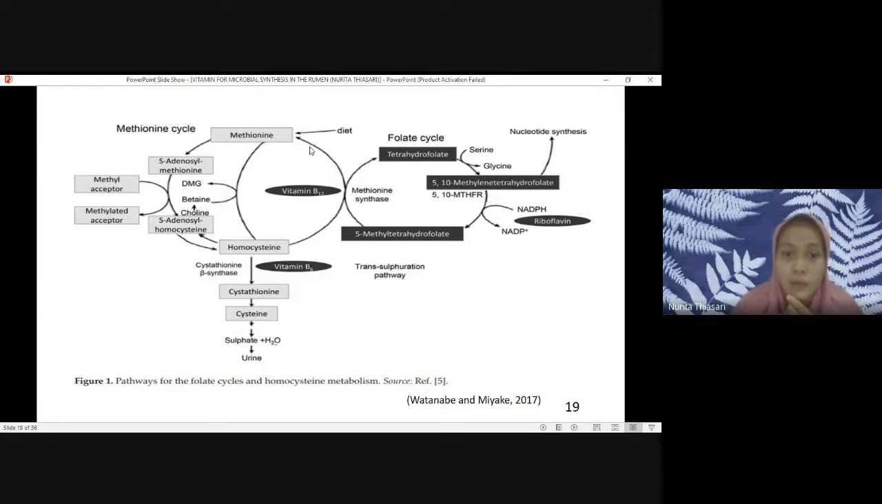And then I move to folic acid. Why is folic acid important? Here, folic acid in the form of folate is needed to produce methylene tetrahydrofolate, and then the methylene tetrahydrofolate becomes 5-methyl tetrahydrofolate, and it is needed for methionine synthesis. So the folate is needed to synthesize methionine.